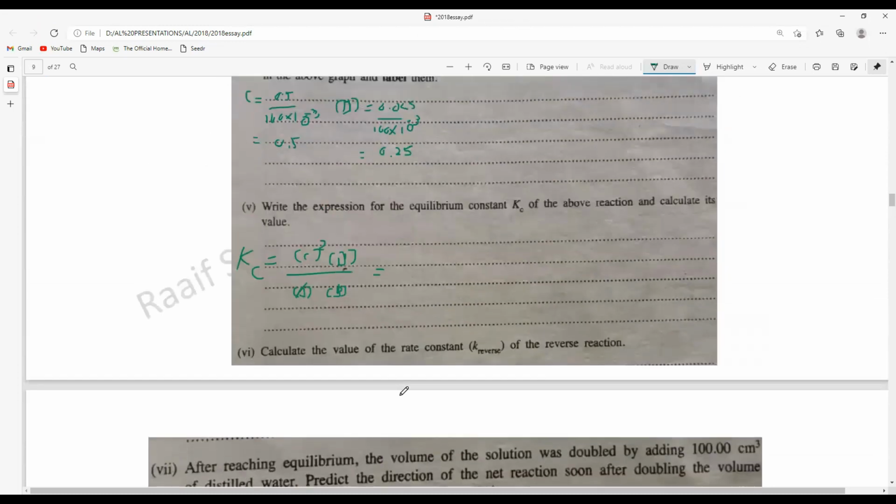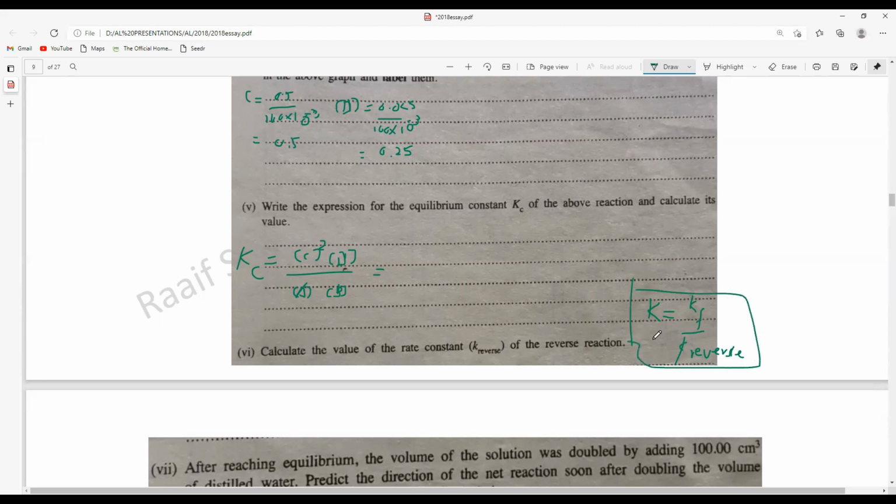Right, so the next one is calculate the value of the rate constant K reverse of the reverse reaction. So this is one part that I have to tell you a little bit of more, because you have this equation where you find the Kc, right? So you find Kc, it is an equilibrium constant. But don't forget this K reverse is the reverse reaction rate constant. But there is a relationship that is given. So basically, when you have this Kc expression, right, the equilibrium constant expression, it typically gives you the rate constant of the forward reaction and the rate constant of the reverse reaction. Okay, so this is a general equation.